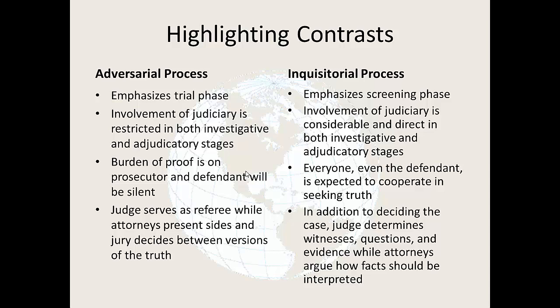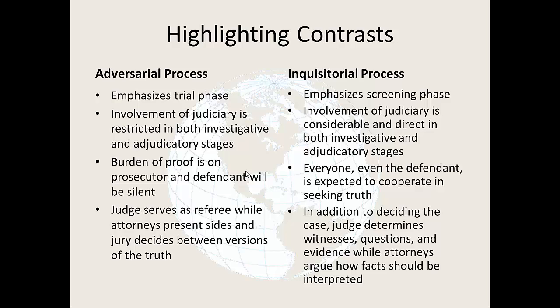In this next slide, we see a way to highlight these contrasts that I've been talking about. Under the adversarial system, the trial phase is emphasized. Under the inquisitorial system, the screening phase is emphasized. Under the adversarial system, the judiciary's involvement is very restricted in both the investigative and even in the adjudicatory stage. But under the inquisitorial process, the judiciary has quite a bit of involvement, even in the investigation stage and certainly in the adjudicatory stage. As I said, even to the point where they were calling witnesses and asking questions.